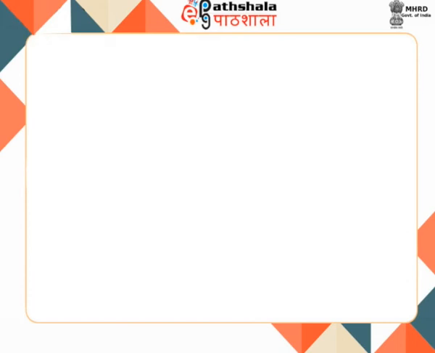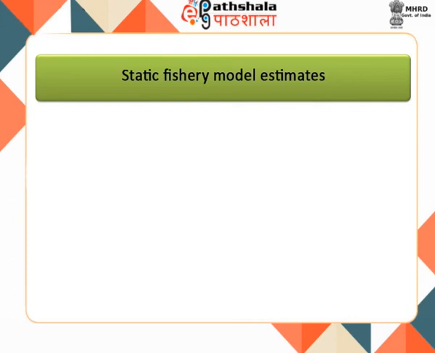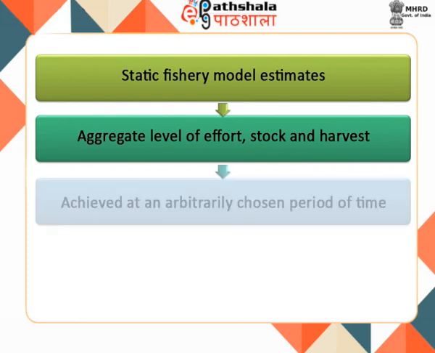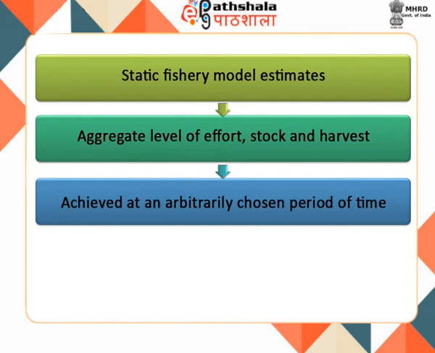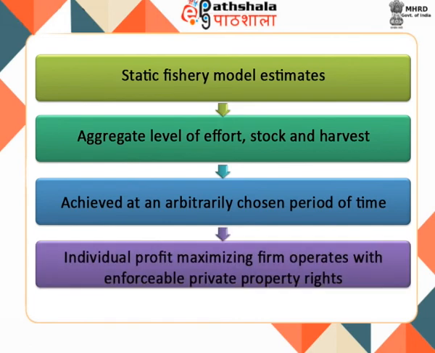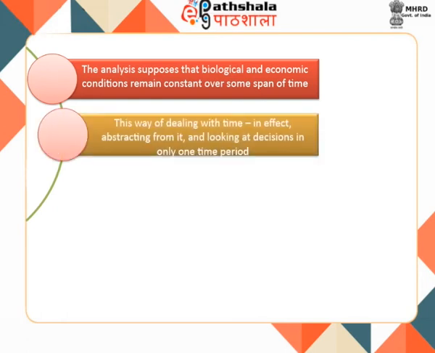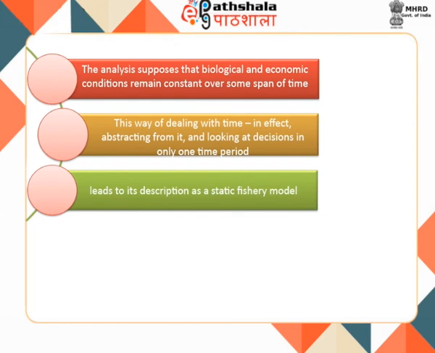Economic literature offers many variants of private property fishery. This module shall cover only the static profit maximizing private property fishery model. The static fishery model estimates the aggregate level of effort, stock, and harvest that can be achieved at an arbitrarily chosen period of time in a setup where the individual profit maximizing firm operates with enforceable private property rights. The analysis supposes that biological and economic conditions remain constant over some span of time. This way of dealing with time, in effect abstracting from it and looking at decisions in only one time period but which are replicated over successive periods, leads to its description as a static fishery model.